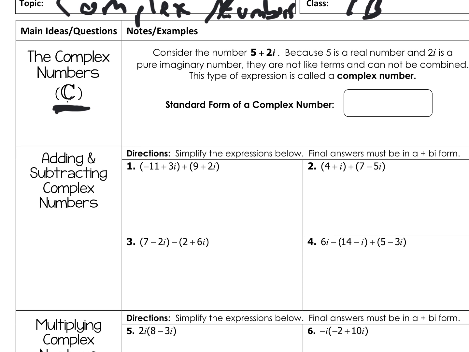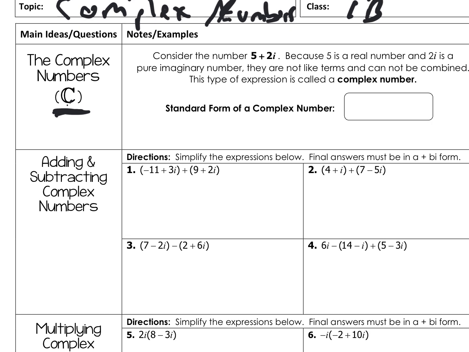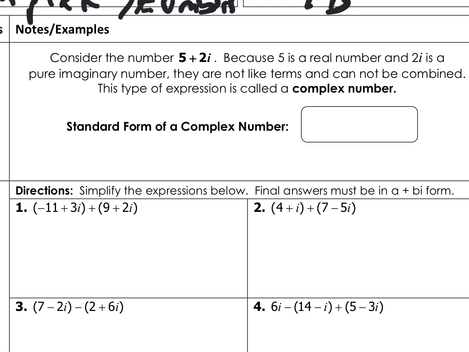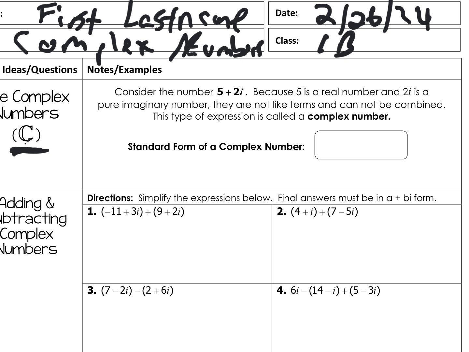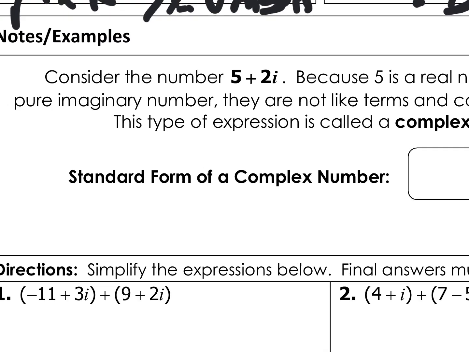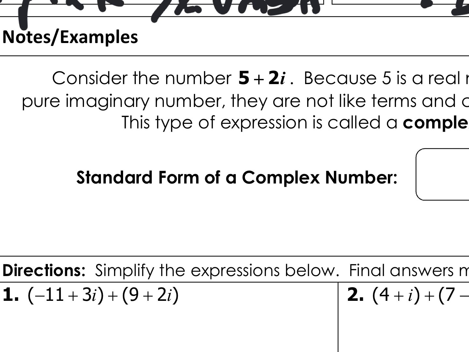C stands for complex numbers. R stands for real numbers. Z stands for integers. N stands for natural. There's probably a couple more we'll see. But anyway, you've already dealt with imaginary numbers. So what if we put an imaginary number with a real number? For instance, here's an example: 5 plus 2i.